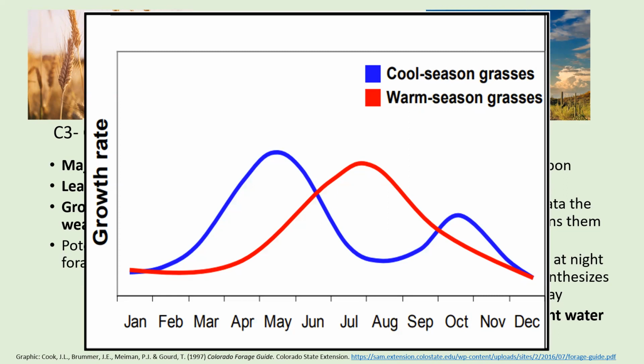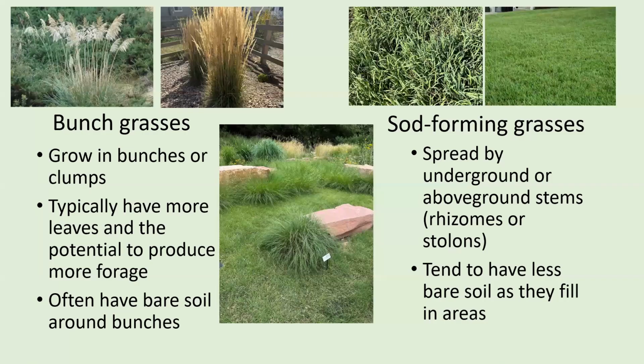And then you look at the red line, your warm season grasses. They're going to start growth a little bit later, maybe in May you start seeing them really start to grow. Their peak is in the hottest part of the summer, and then they stop growth earlier in the year than the cool seasons would. So this is important when you think about how you're going to manage your grasses. What grasses do you have? What kind of grasses are they? It's important. So then we're going to talk about bunch grasses and sod forming grasses.